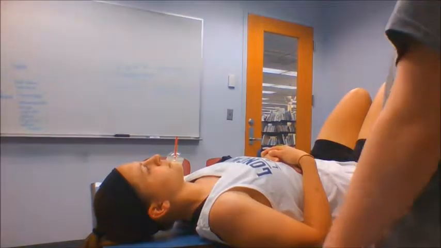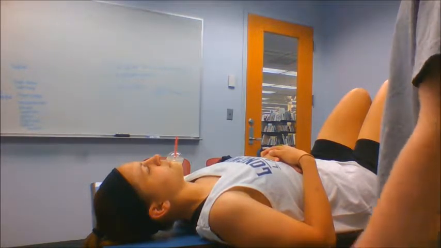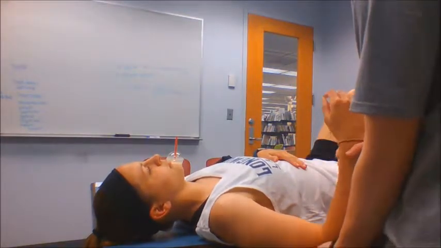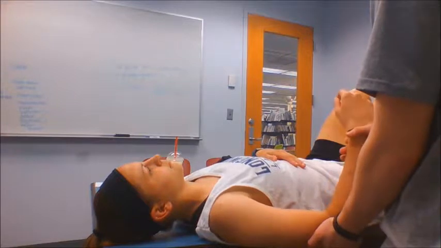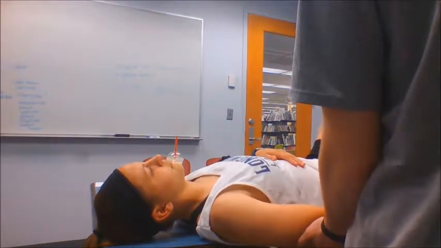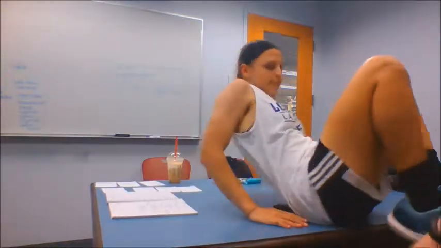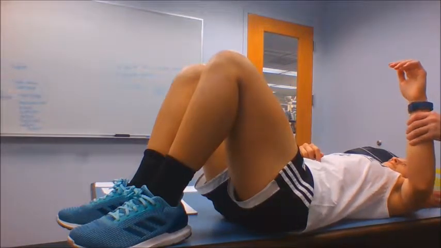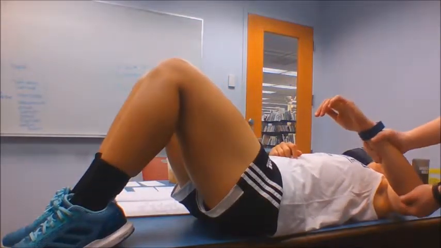Alright, this is teres minor. The origin is the upper two-thirds of the lateral border of the scapula. The insertion is the greater tubercle, and the action is horizontal abduction and external rotation. Just going to have him do 30 degrees of abduction, and you want to force the hand into internal rotation. And 1, 2, 3, 4, 5. And then you're going to compare bilaterally. And 1, 2, 3, 4, 5, and relax.